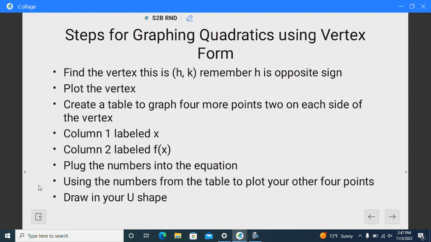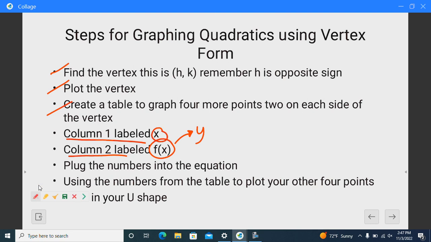So here are the steps for graphing a quadratic equation. First, you have to find the vertex. This is (h, k). Remember, h is the opposite sign. Plot the vertex. Create a table to graph 4 more points, 2 on each side of the vertex. Column 1 is labeled x. Column 2 is labeled f(x). And you might be wondering what f(x) is. That is simply your y.